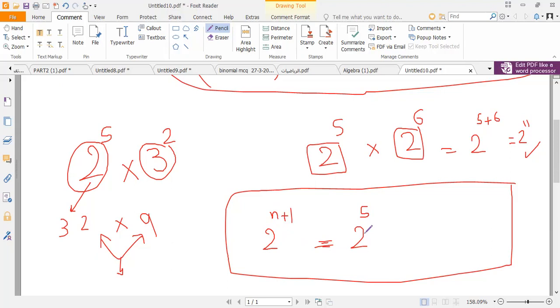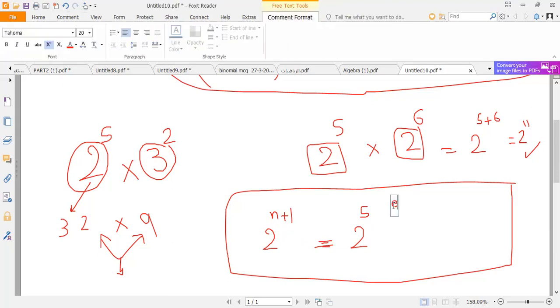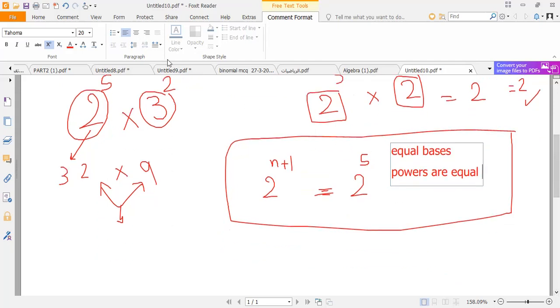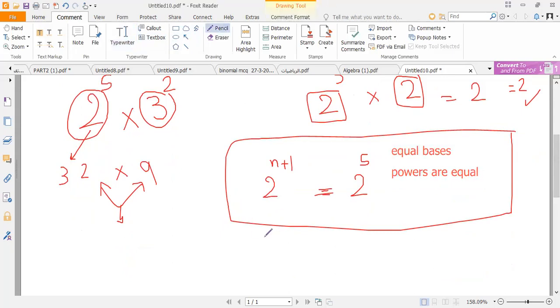So if I have equal bases, you have to know that the powers are equal. So you can equate them. So it will be n plus 1 equal 5, and then you can solve for n. You can move positive 1 to the other side with a negative sign, so it will be 5 minus 1. So n equal 4. The value of n will be 4.